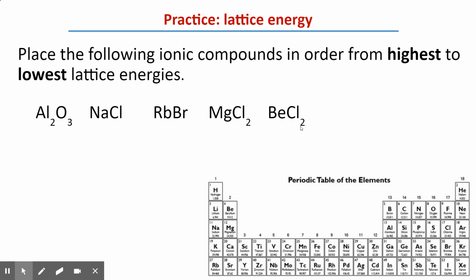Then look and see again, which one is going to be your next? Which one has 2 negatives and 1 positive? Yep, magnesium chloride and beryllium chloride. Which of those is going to be less? Magnesium chloride. Why, Abby? Because magnesium is further down than beryllium. Good job. So we started with rubidium bromide at the bottom, followed by NaCl. Then we're going to do magnesium chloride, beryllium chloride, and why is aluminum oxide at the very top? How many charges are you looking at there? 5 charges.